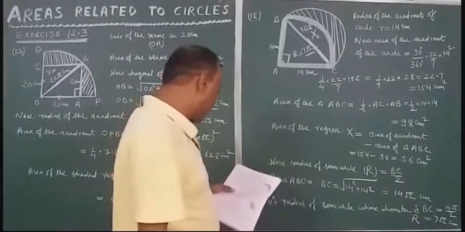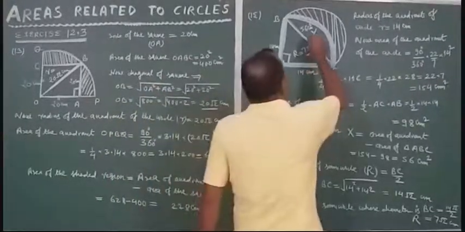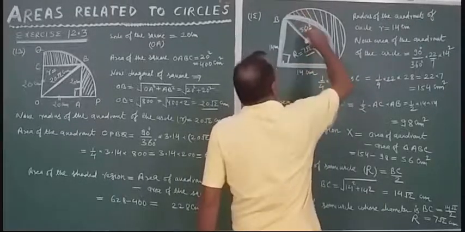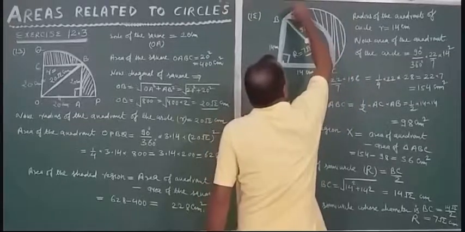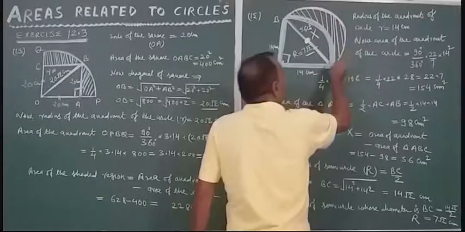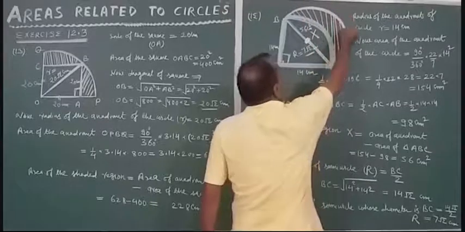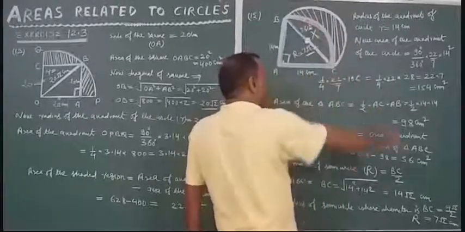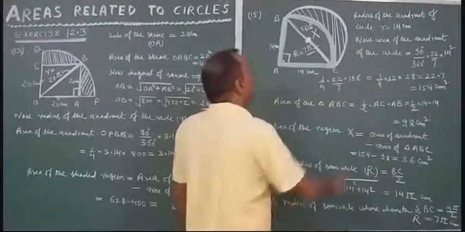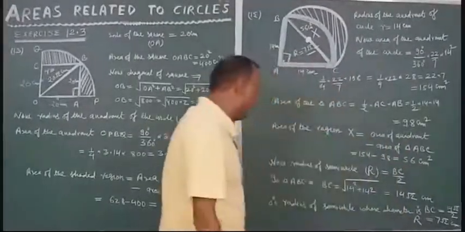Now question is this. A semicircle is drawn with BC as a diameter. This one. This is the semicircle drawn here with BC as a diameter. So now tell me, what will be the radius of this semicircle? That will be BC upon 2. So first we will find BC.